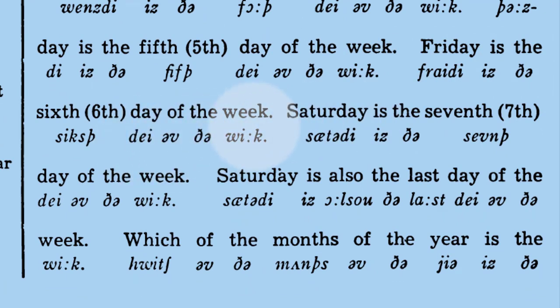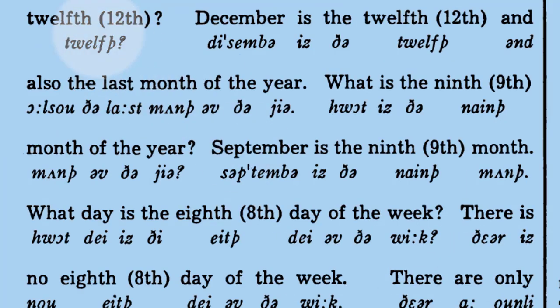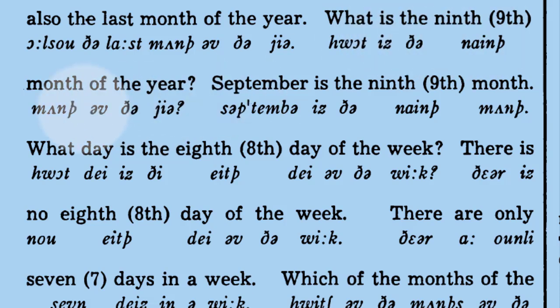Friday is the sixth day of the week. Saturday is the seventh day of the week. Saturday is also the last day of the week. Which of the months of the year is the 12th? December is the 12th, and also the last month of the year. What is the 9th month of the year? September is the 9th month.